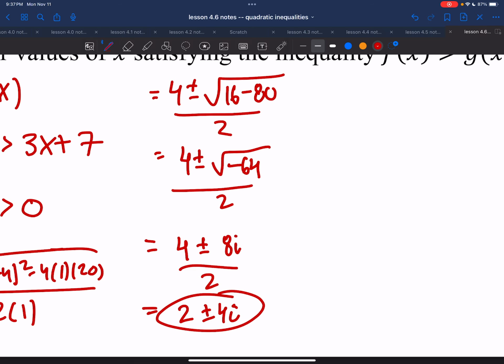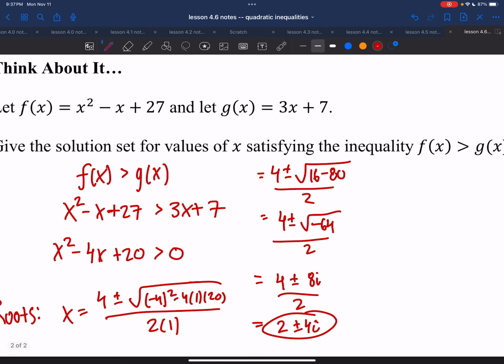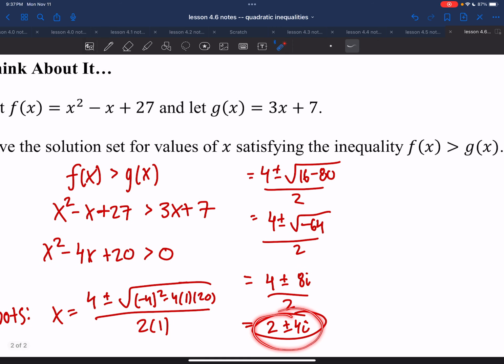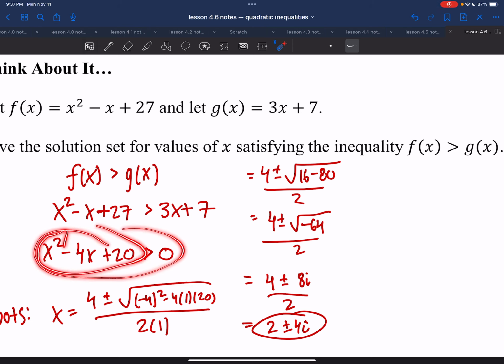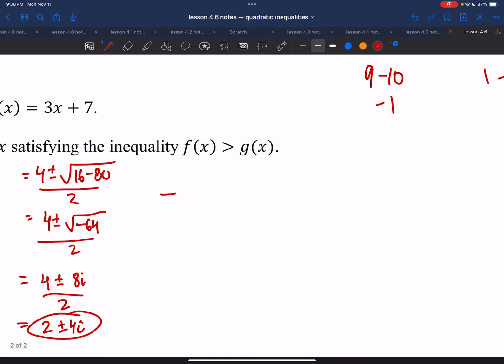Now, wait a minute. That's kind of weird, right? You say, what does that tell you, right? Well, the roots of this parabola, this one right here, are imaginary. And if you think about that, if you're graphing this parabola, if this is my number line, well, I don't have any x-intercepts on the real axis, right? So because my roots are not real, they're complex. They're imaginary here, right? So I say, well, what the heck?